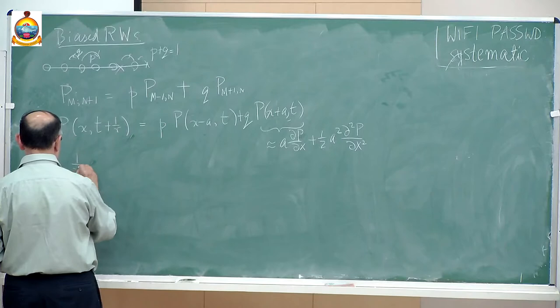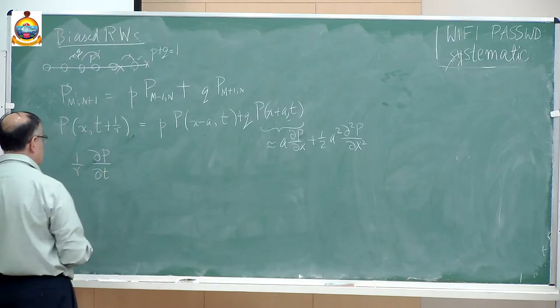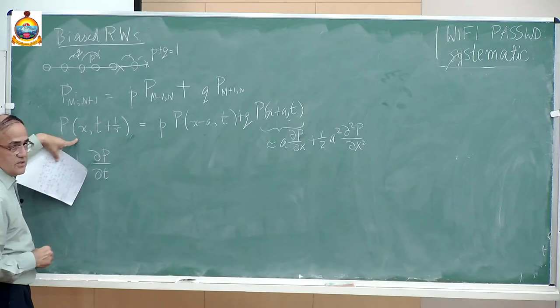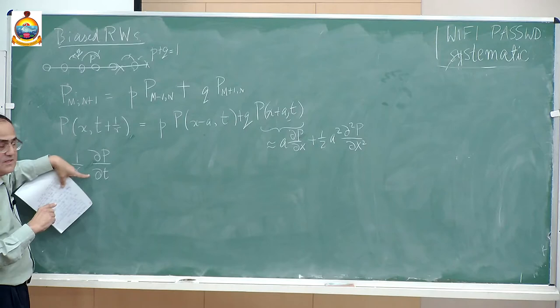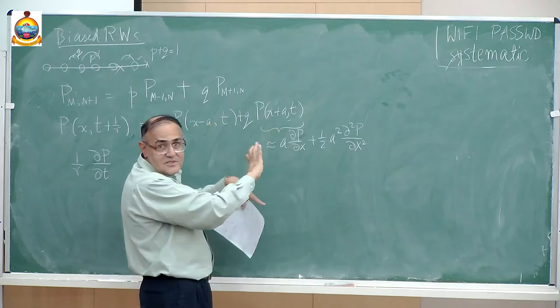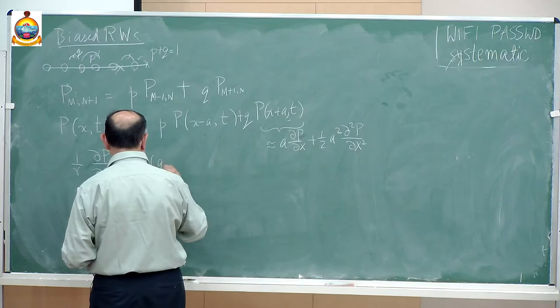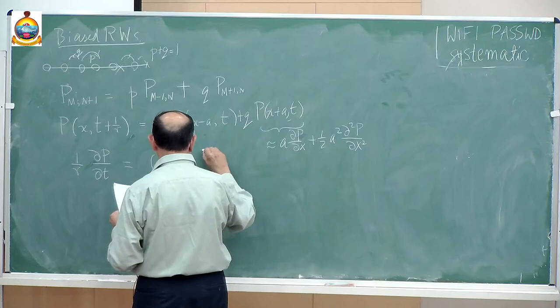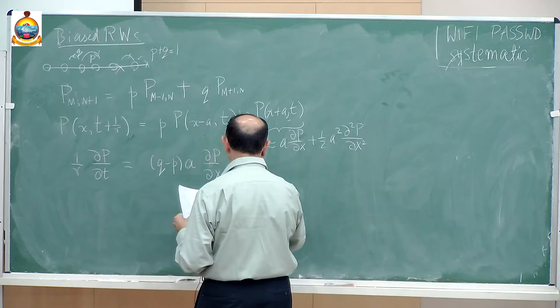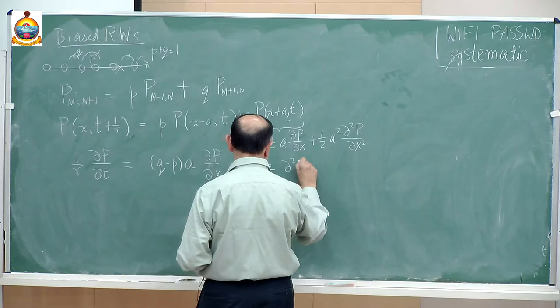1 over r dP by dt. How do I get dP by dt? I will subtract off P of x and t on both sides. So imagine doing that. Then this will go to a derivative, and I'll spread that out with p times this and q times that, in such a way that... shall I omit this step? I mean, not write it, so you can imagine it, that I'll get the equation q minus p times a times dP by dx plus 1 half a squared times d2P by dx squared. That's all.